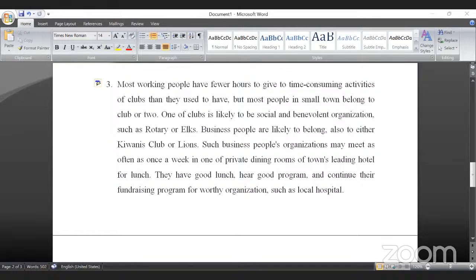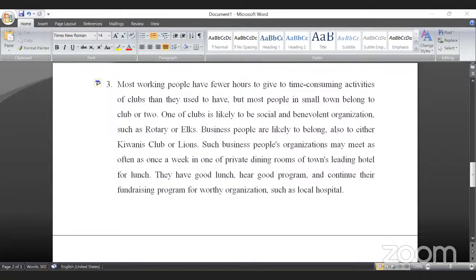Okay, Lakshmi? Yes, go ahead. Ma'am, I had a doubt. We used the Rotary or Else, and then we said the Kiwanis Club or the Lions. So why did we not use the for Else and the for Lions in the second case? Why did we not say the Kiwanis Club or Lions like that? You can use it in that.